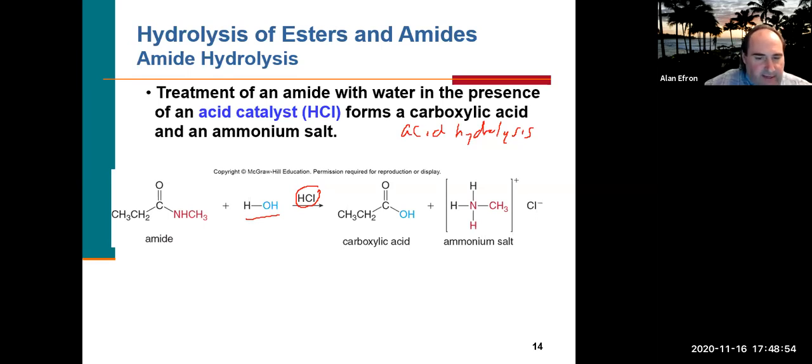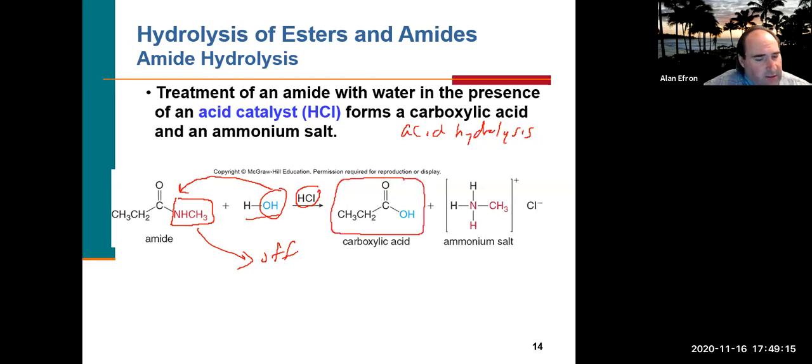And essentially what happens if we do an acid hydrolysis here is this whole thing is essentially going to come off. This OH is going to come on. And what we will end up with is our carboxylic acid. So I told you it kind of looks like a carboxylic acid. So by doing an acid hydrolysis here, we can actually get the carboxylic acid back.